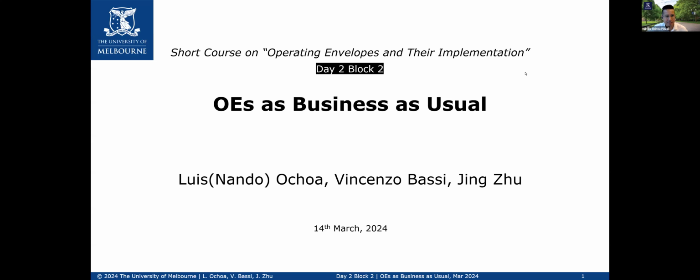All right. Hi, everyone. Now we are moving to block 2. I call this block operating envelopes as business as usual. I'm not sure that's the best title. Throughout this workshop, we're going to discuss the need for better approaches. We're going to discuss forecast.